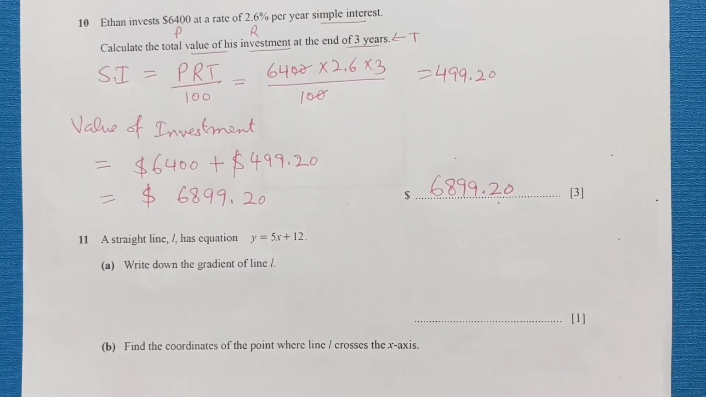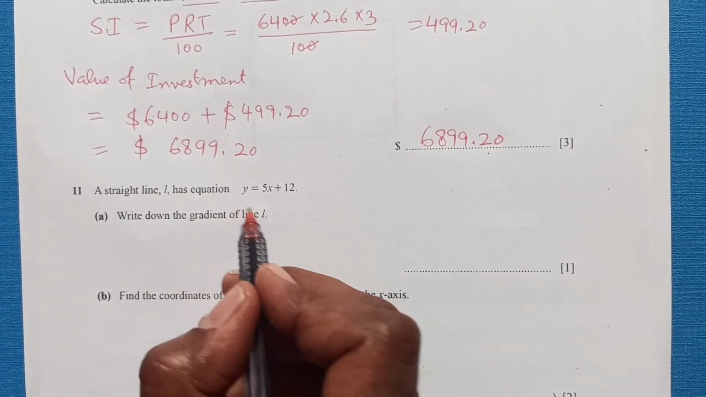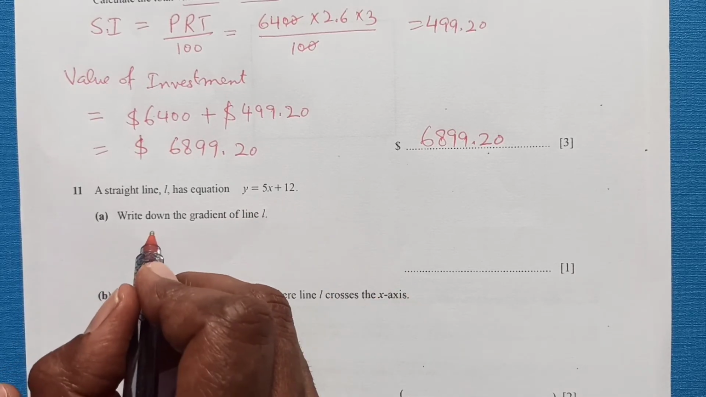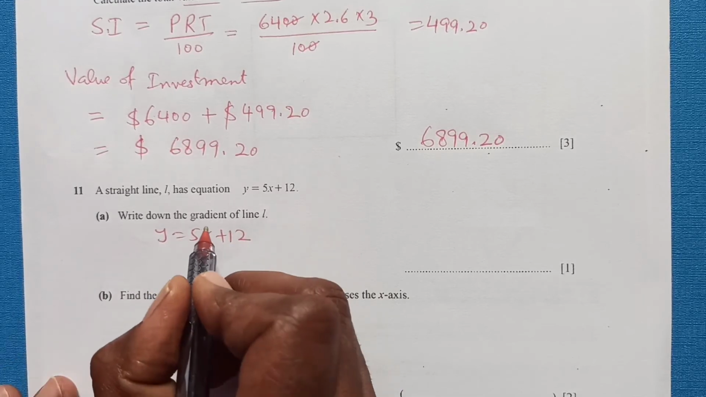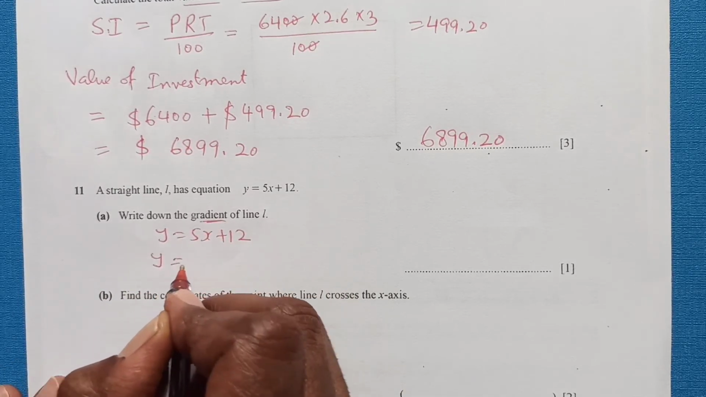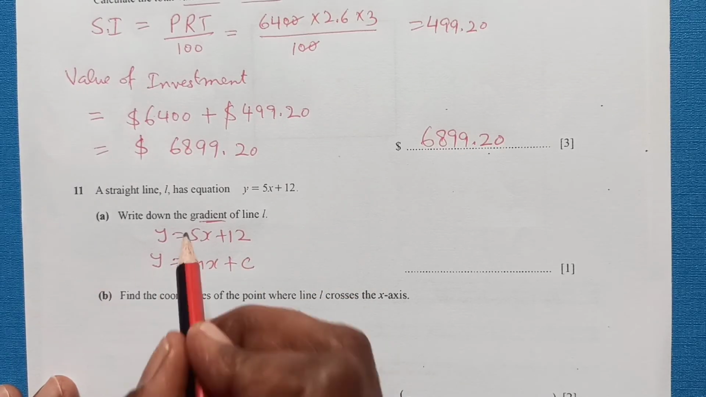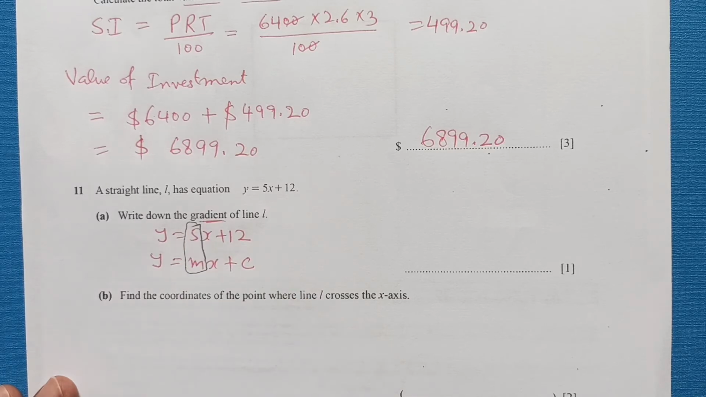Now question number 11. A straight line L has equation y equals 5x plus 12. Write down the gradient. You know the standard form is mx plus c. If you compare this, what is your m? m stands for gradient, so that is 5. So your answer is 5.